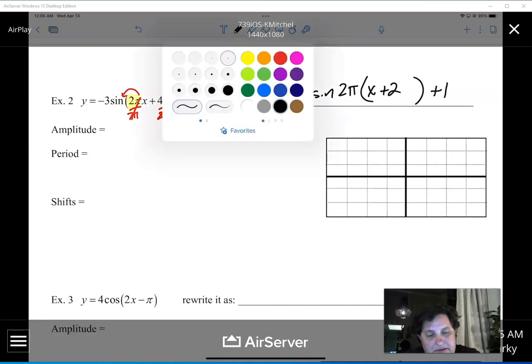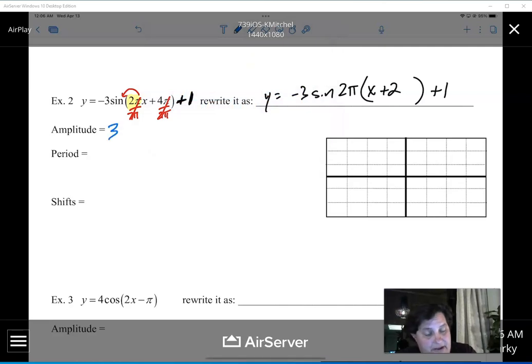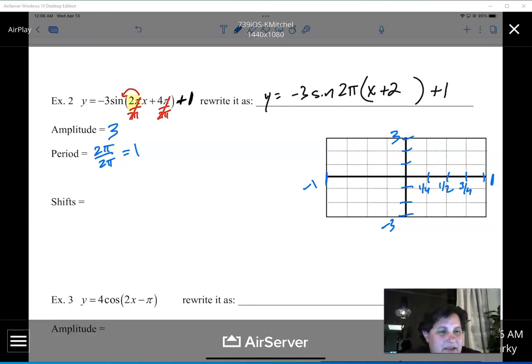Cool so far? So I go like this. My amplitude is 3. My period is 2 pi over b, which is 1. So my amplitude is 3. That's 1. That's negative 1. All right. Divide that by 4. So I'm going to get 1/4, 1/2, 3/4, 1. No pi's, nothing like that. Okay?